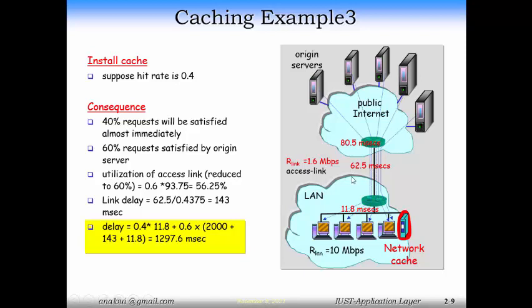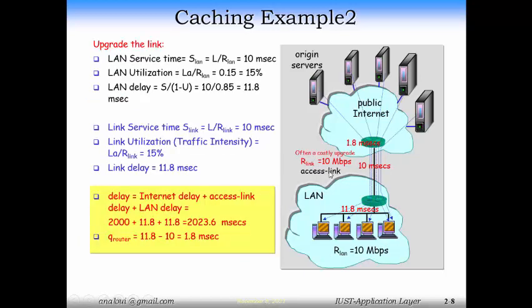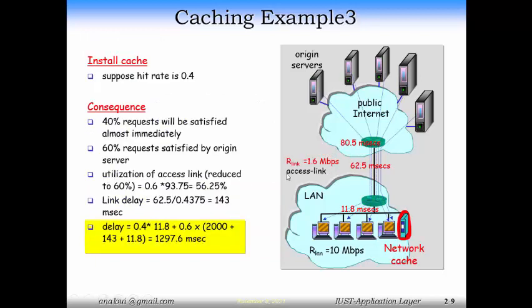In the second scenario, I tried to upgrade the bandwidth of the access link. But if I want to do this, I should spend lots of money. This change is costly. Okay, what can I do? Let me suppose that I have a cache network here. I'm installing a cache server in my network.